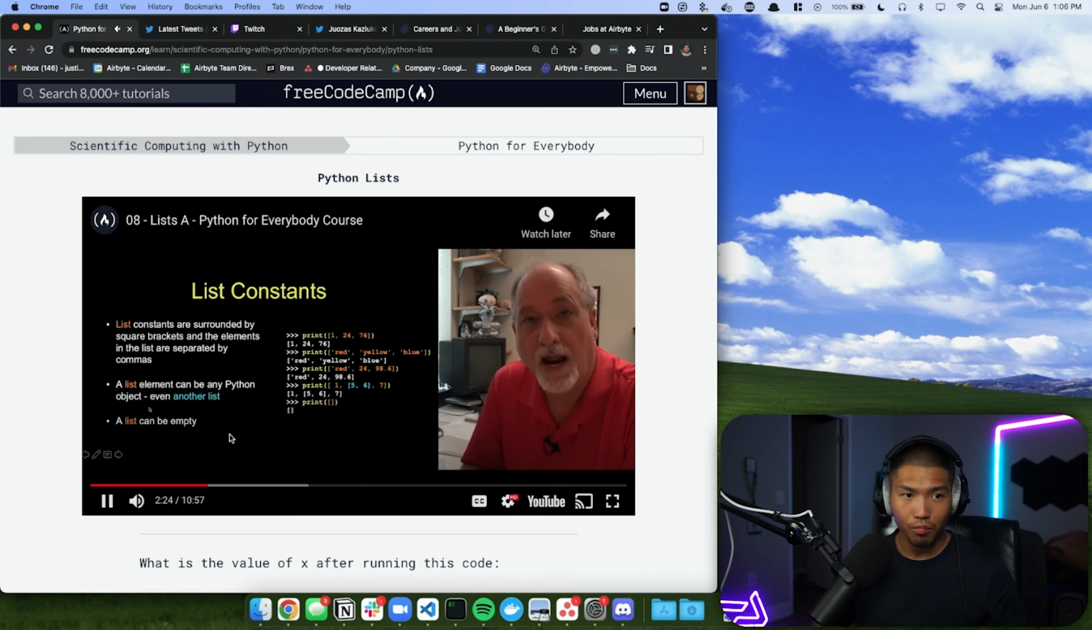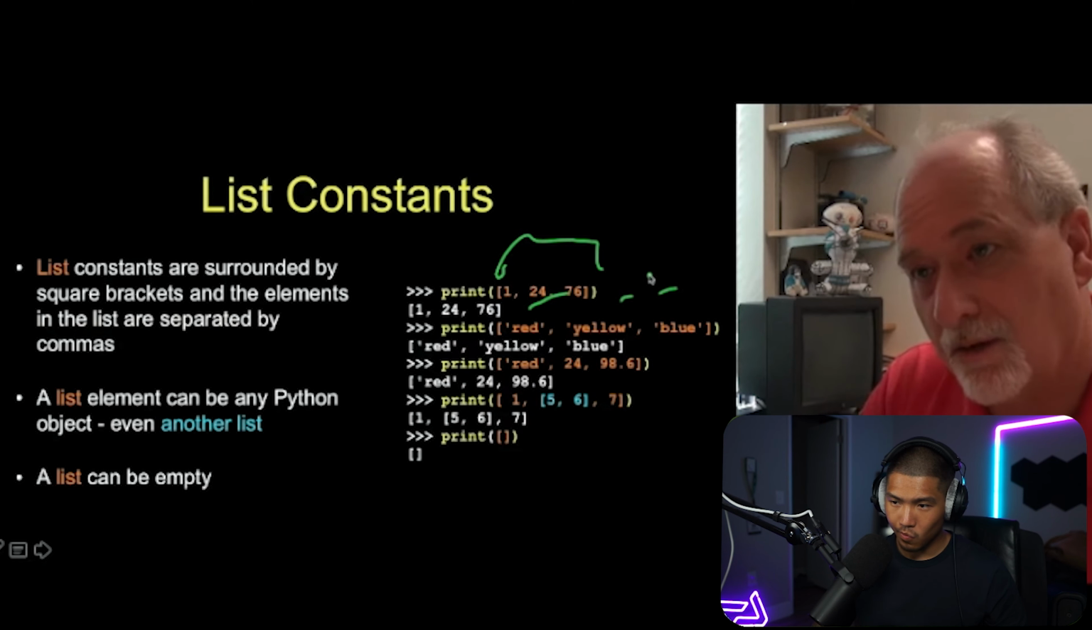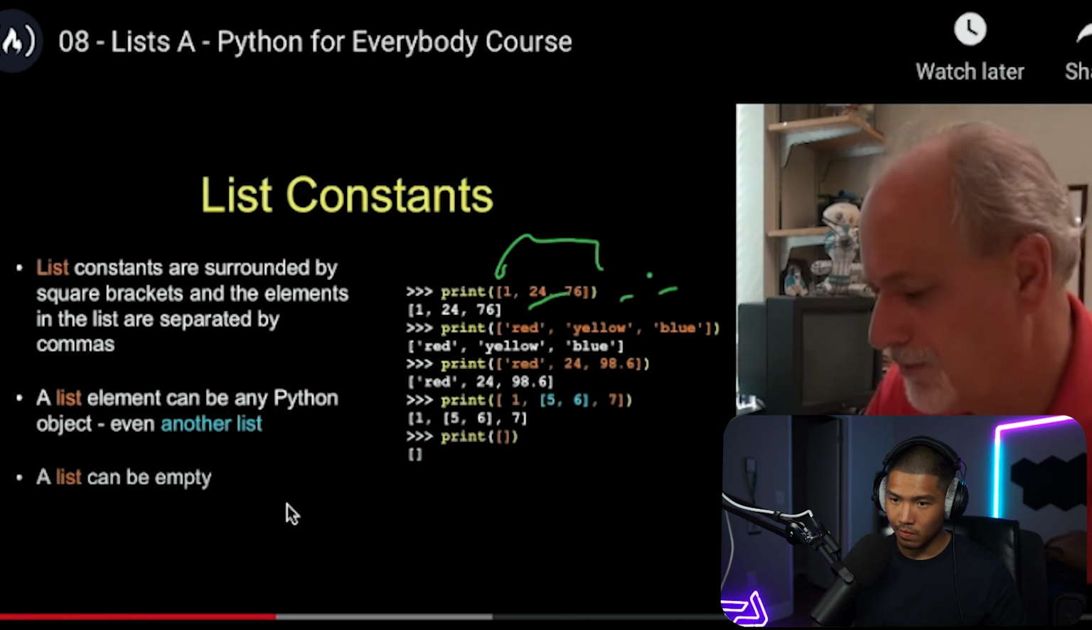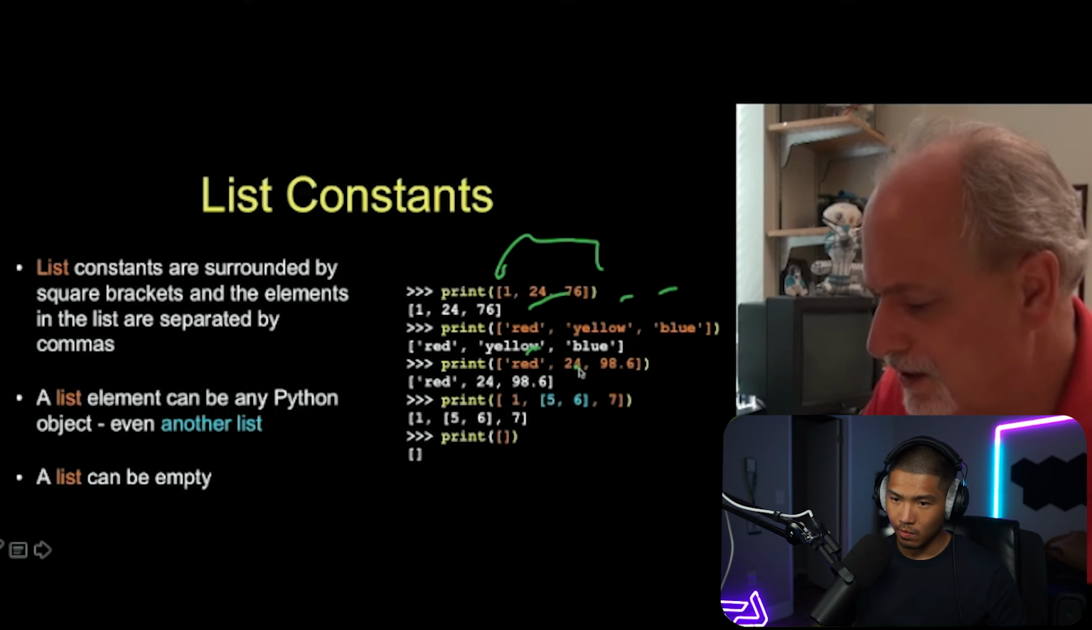And so the print is just a print with parentheses to get the print to work. But 1, 24, 76 is a 3-item integer list. Red, yellow, and blue is a 3-item string list. But it doesn't all have to be integers or strings. Python can handle different kinds of data in different positions in the list. So red, 24, 98.6 is a 3-item list with a string, an integer, and a floating point number.